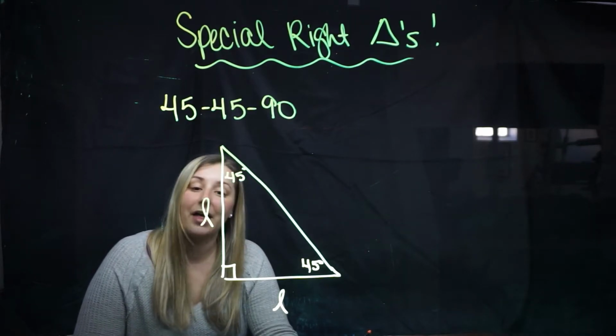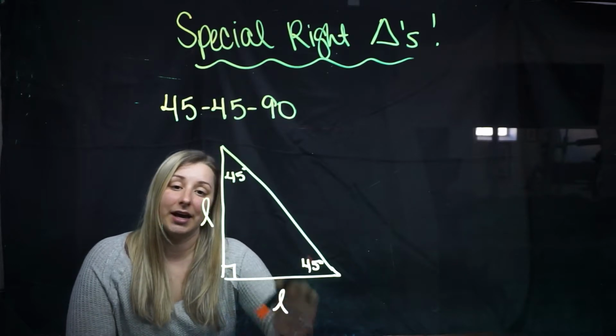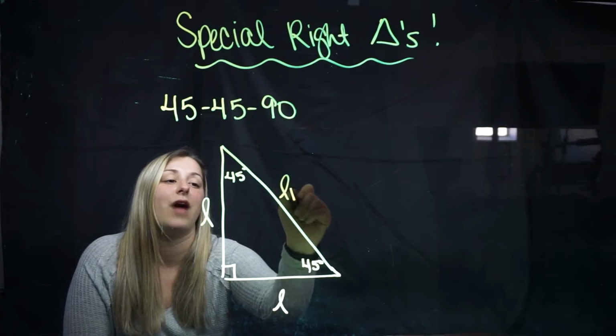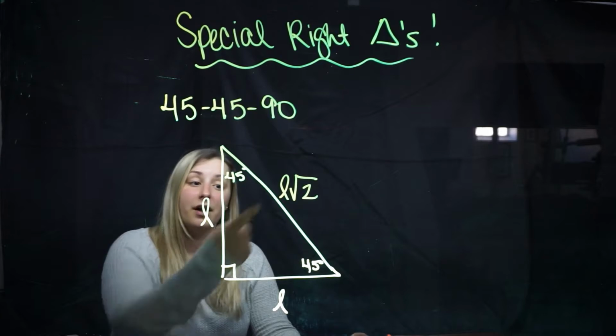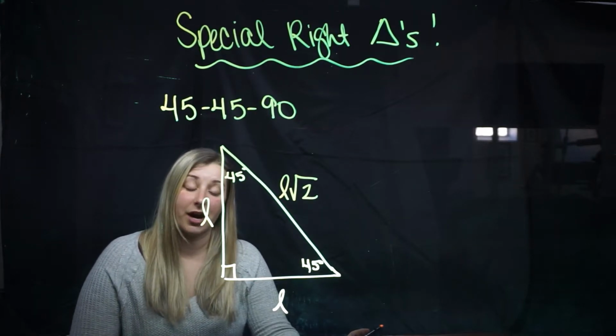So how do you get the hypotenuse then? Basically, if you take this leg and you multiply it by rad 2, so I'm going to label this as L rad 2, that would be the length of that hypotenuse right there. Okay, so that's the first special right triangle that you have.